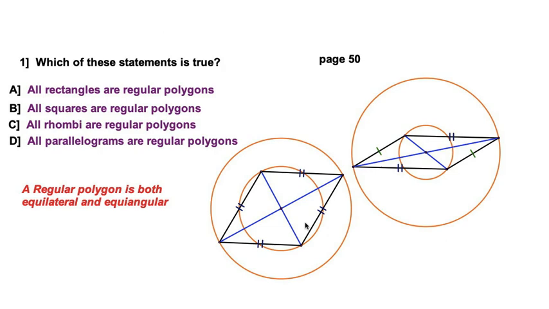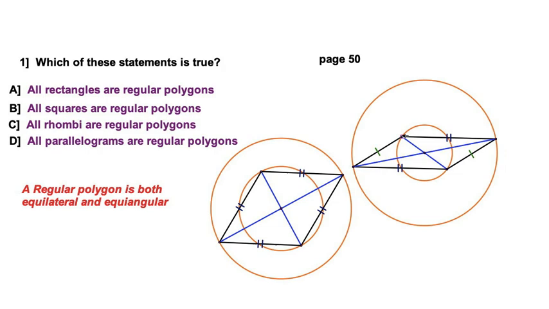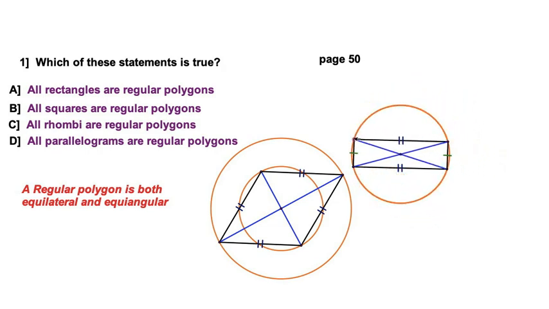All right, our first question. Which of these statements is true? Now, what I've made for you, I've got an equilateral quadrilateral down here, and I've got one that's not equilateral. I'm going to say this guy's a parallelogram because it is. Watch what happens with this parallelogram as I move it over like this. Interesting. Then it becomes a rectangle. When those two circles become one, that becomes a rectangle.